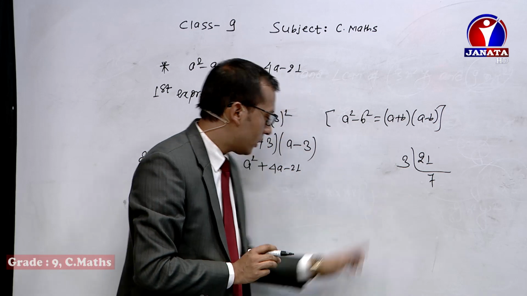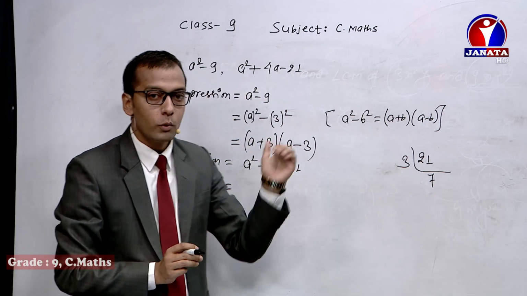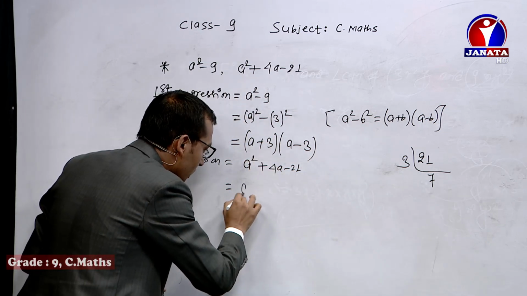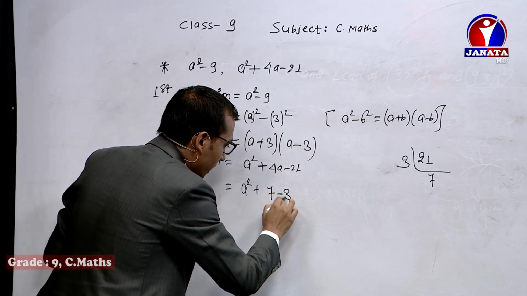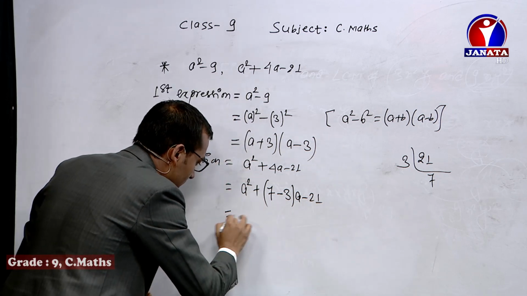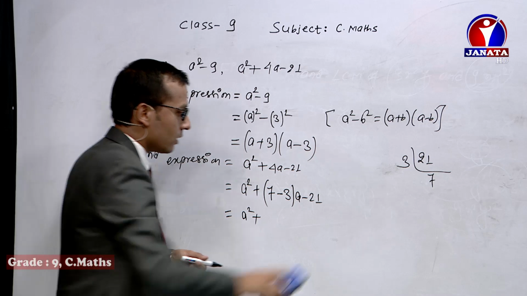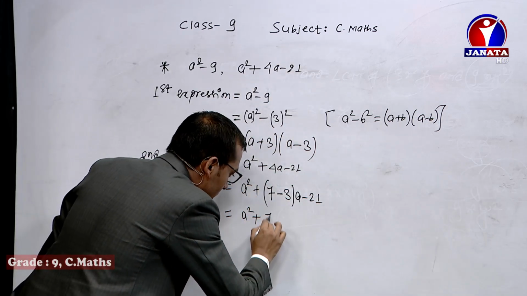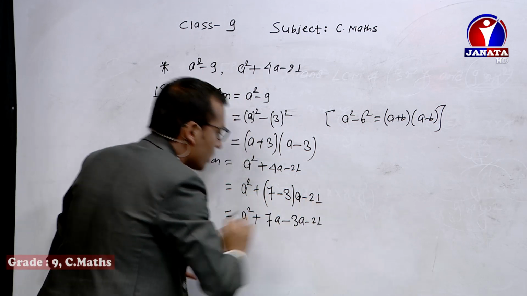7 times 3 is 21. 7 minus 3 is 4. In this way we can factorize this expression by splitting the middle term. a square plus 4a is 7 minus 3 times a, minus 21. So this is, now let's open the bracket, a square plus 7a minus 3a minus 21.